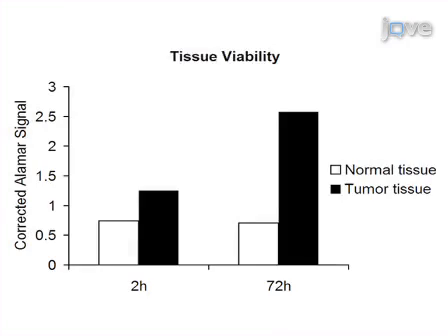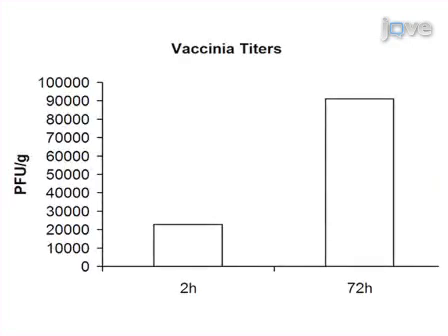This graph illustrates tissue viability as measured by Alamar Blue signal intensity at 2 hours and 72 hours post-collection, and shows that both normal and tumour tissue can remain metabolically active over a period of at least 72 hours. These representative data show the titer of vaccinia virus collected per gram of tissue sample at 2 and 72 hours post-infection. This indicates that the virus is undergoing a productive viral life cycle that leads to self-amplification and spread.